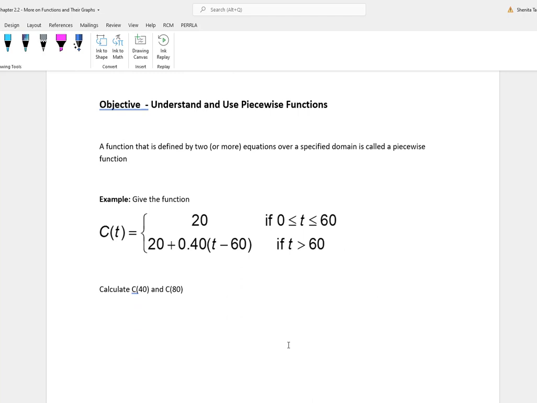So now we're going to talk about piecewise functions. A function that is defined by two or more equations over a specified domain is called a piecewise function. In this first example, we got c of t is equal to 20 when t is between 0 and 60 inclusive, and is equal to 20 plus 0.4 times t minus 60 when t is greater than 60. So depending on the value of t determines which equation we use.